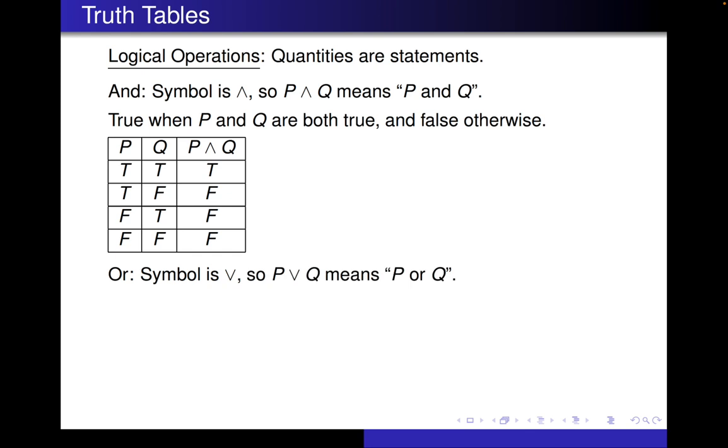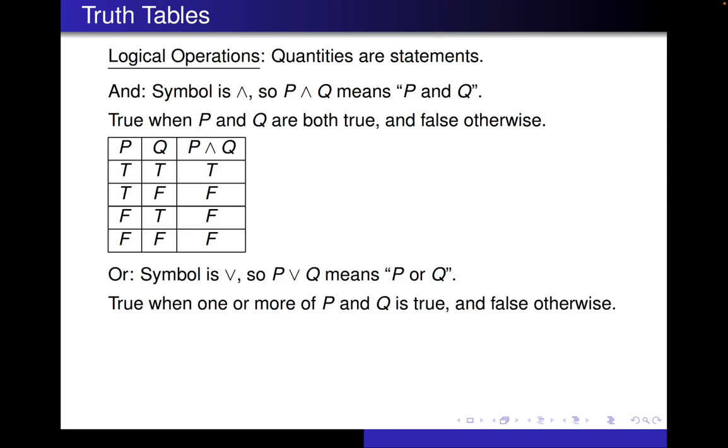And so here's how we put that V in between P and Q to indicate P or Q. And then we're going to make a truth table, and that, remember, is going to be true when one or more of P and Q is true, and then it's going to be false when both P and Q are false. And we can make a truth table just like we did before.